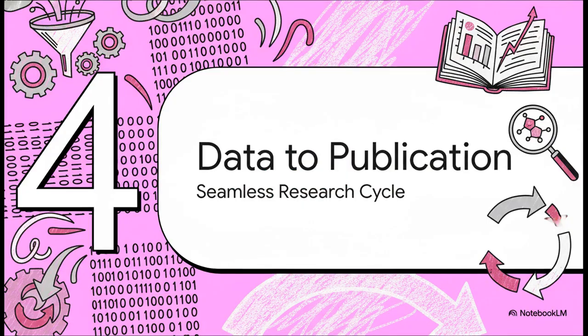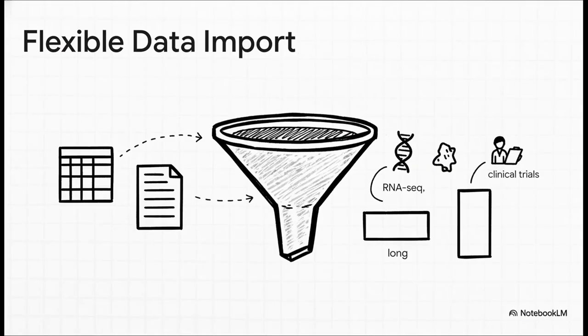Okay, so we've established trust and we've improved teamwork. For our final section, let's get really practical and look at the whole research lifecycle, from the moment you get your data in all the way to getting those publication-ready results out. So the whole process has to start with a frictionless data import. The platform accepts the standard formats you're already using, CSV, Excel, text files. But crucially, it's also optimized for those really complex data structures we see in modern research, like the wide and long data you get from bulk RNA-seq, proteomics, or longitudinal clinical trials.